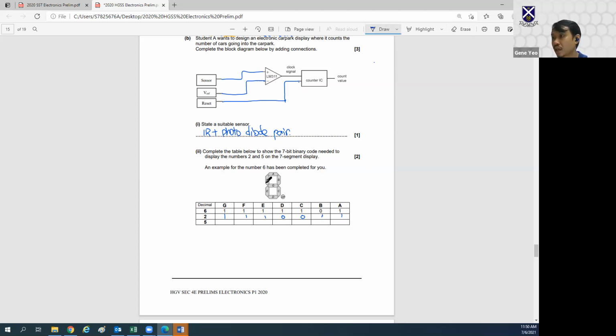All right. 6 is done for you. 5. Okay, so 5 is like this. A, F, G, C. Okay, so this is 5. So I need A, F, G, C, and D. Okay, and the rest will be 0. I think this is quite straightforward. Not much of an issue here.